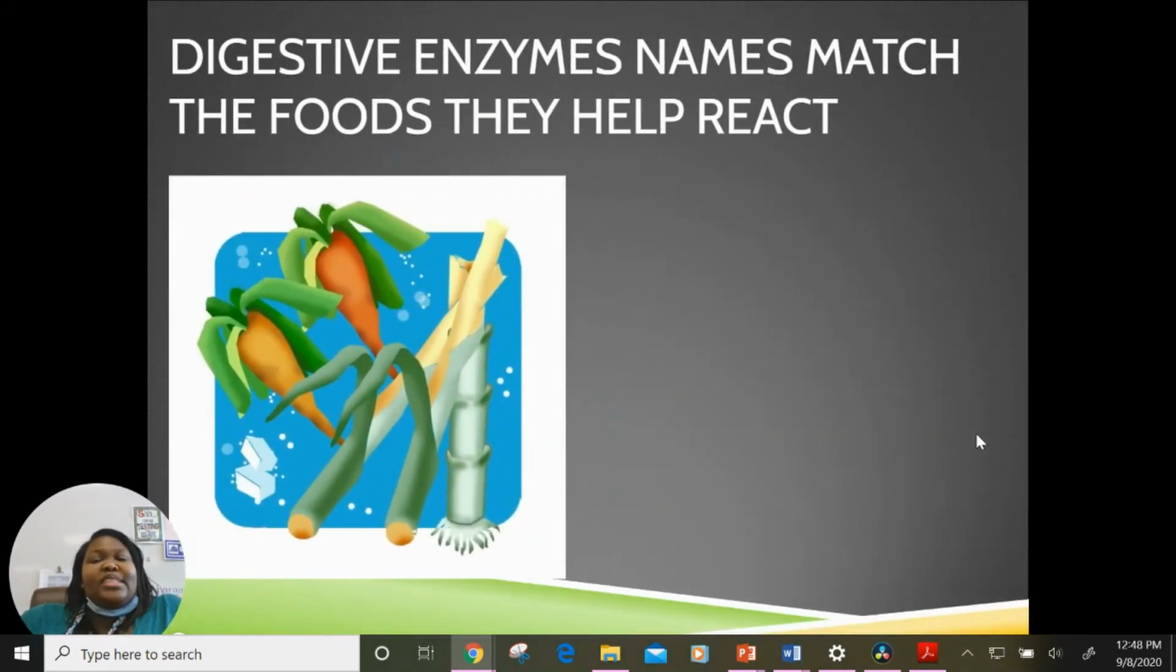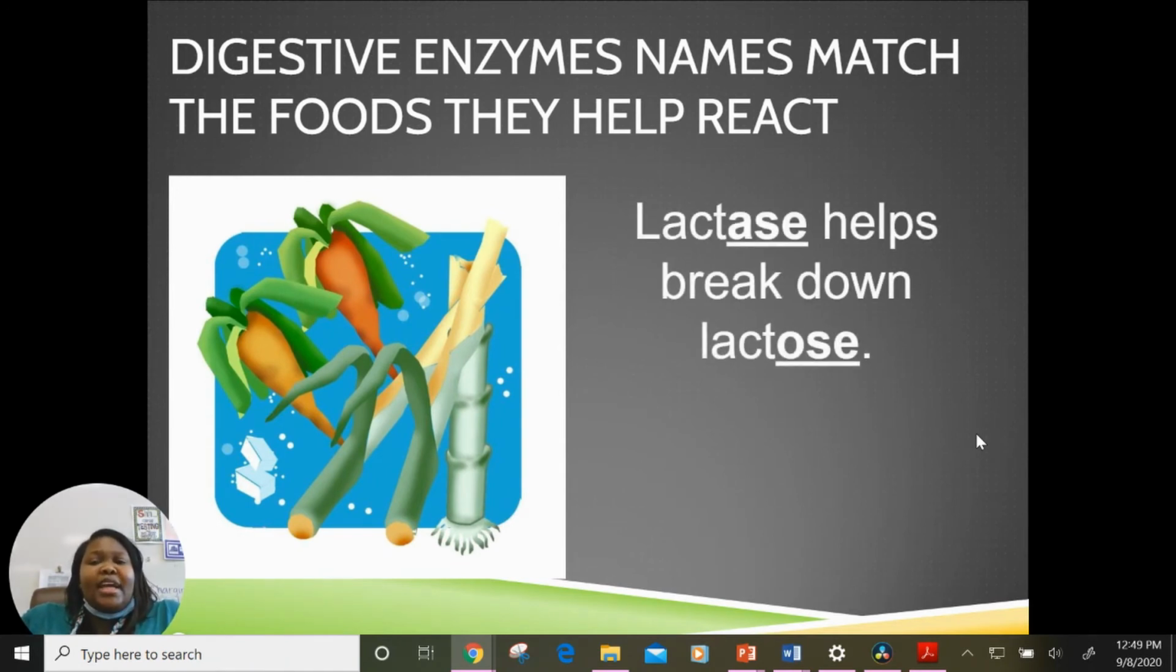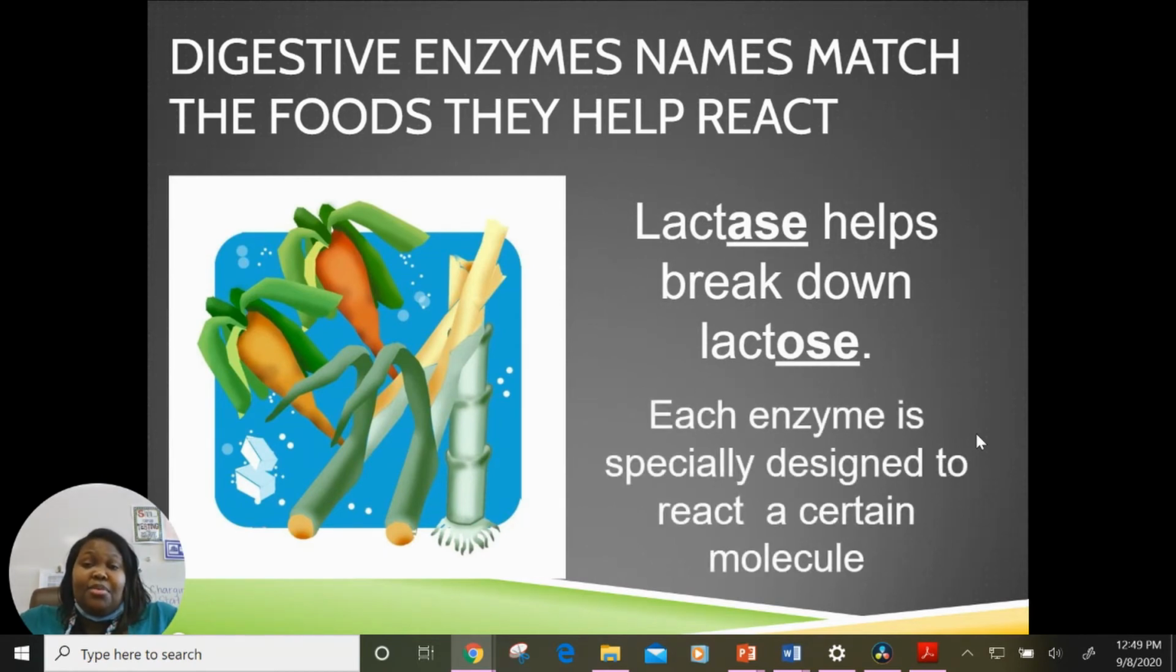When we talk a little bit about vocabulary, I just want to point out that digestive enzymes are going to match the foods that they help to break down. So lactase is going to break down lactose. Remember, the ASE is the enzyme, the OSE would be the sugar.